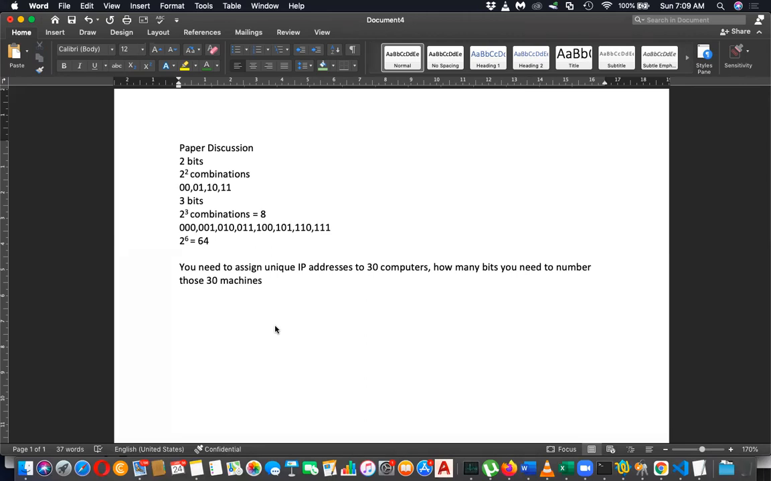So can you send it in chat? Let's see who gives the answer first. How many bits do you need to number these machines? One gave the answer, others? Tarani, can you hear me? Akash? Yes. Tarani or Akash?